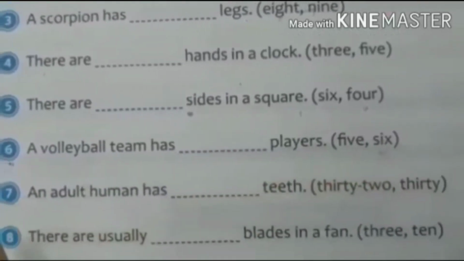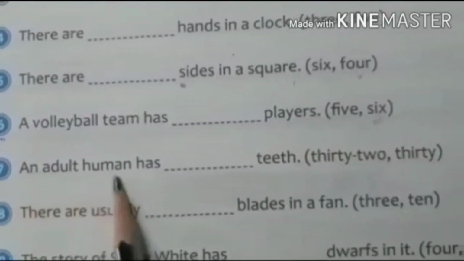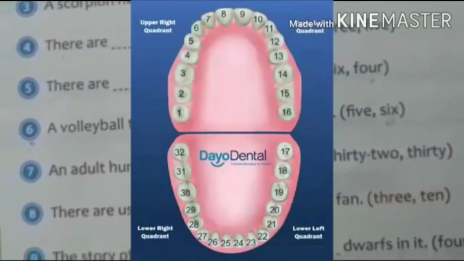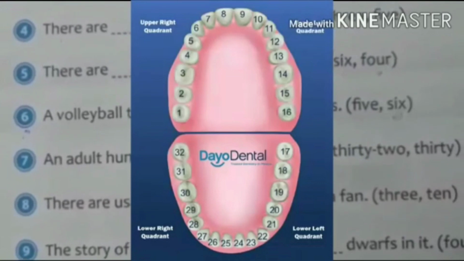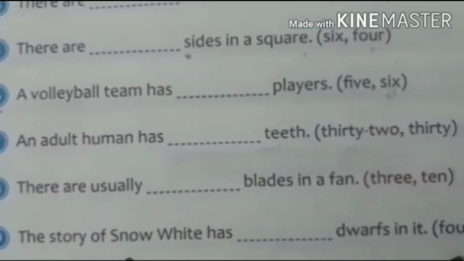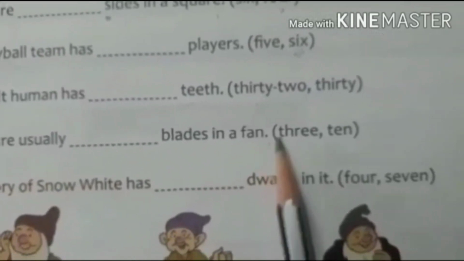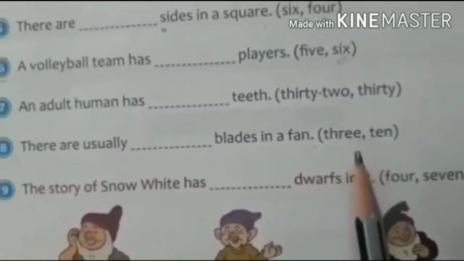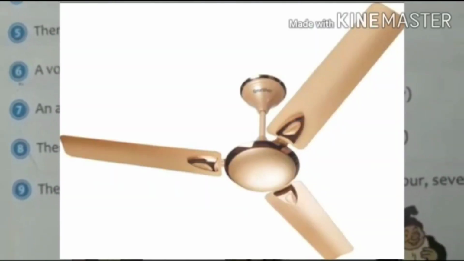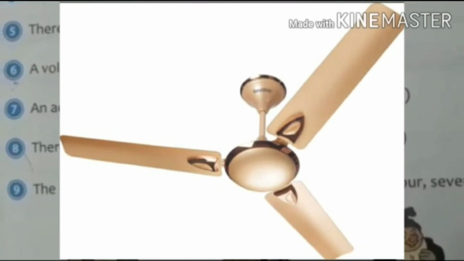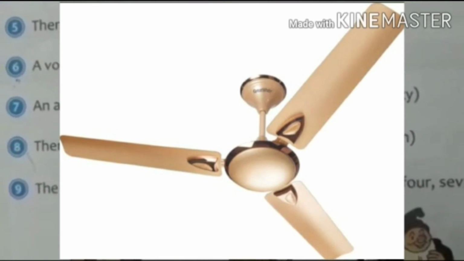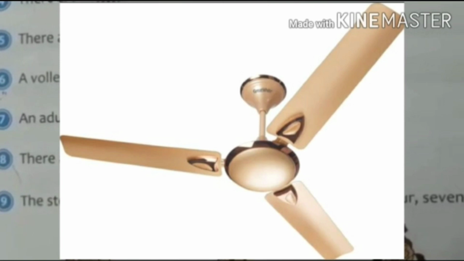Okay. Next question, seventh question. An adult human has dash teeth, 32 or 30. See the picture. An adult human has 32 teeth. Eighth question. There are usually dash blades in a fan, 3 or 10. Everyone has a fan in their house. Look at the fan. How many blades are there, children? Okay, 3 blades.